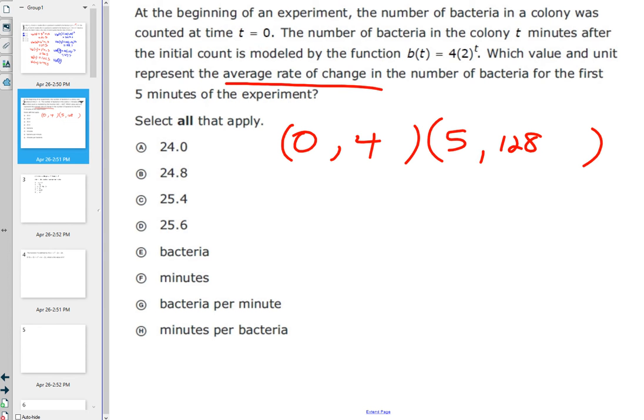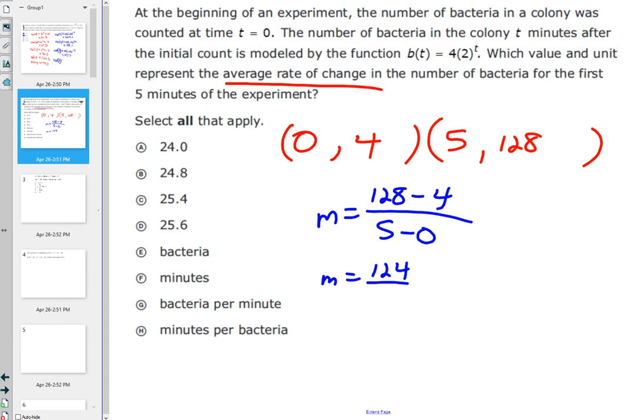So then you just have to select all that apply. The first thing I'm going to do is pick the slope. So it's going to be 128 minus 4 over 5 minus 0. And that's 124 over 5. Since they have everything as a decimal, I can tell that they divided. So I need to divide: 124 divided by 5 is 24.8. That's B.